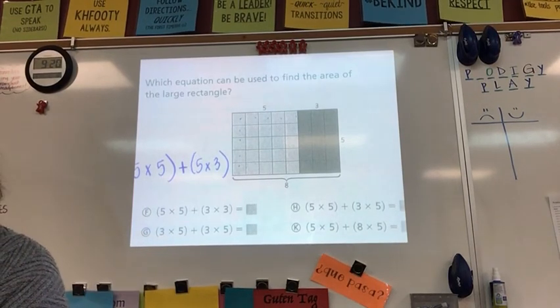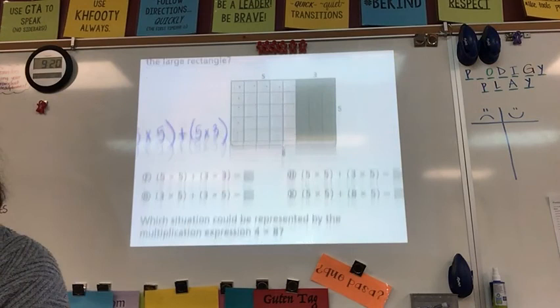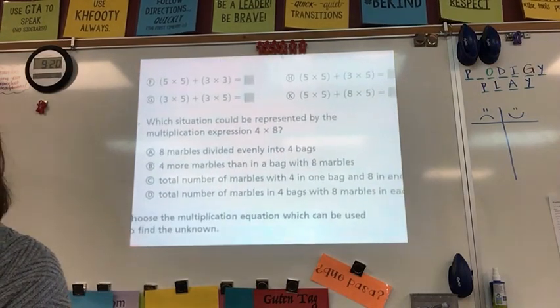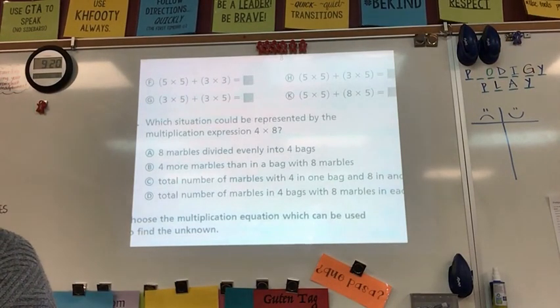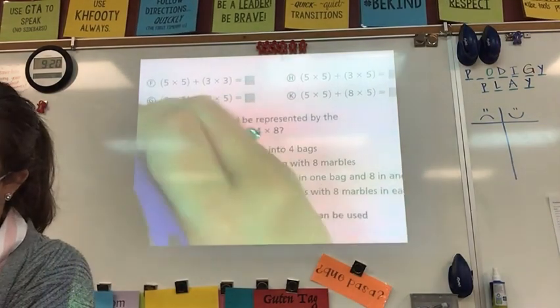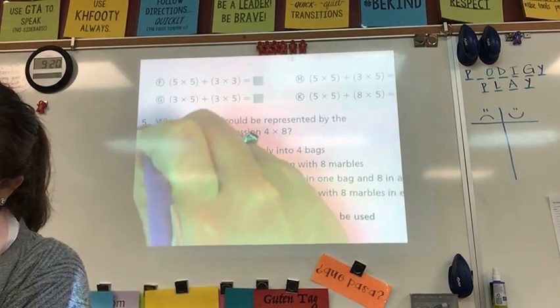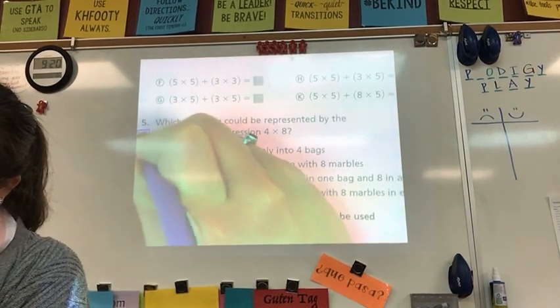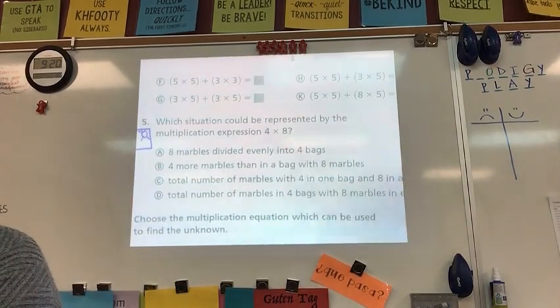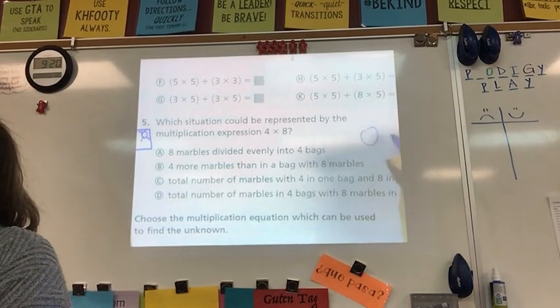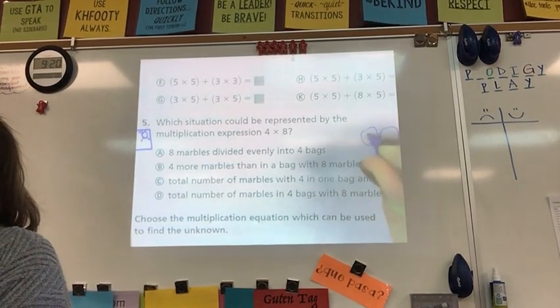Number 5. Which situation could be represented by the multiplication expression 4 times 8? This is one where I would recommend drawing a picture. Okay? Because if I think about 4 times 8, I can think of it as 4 groups of 8. Would you agree?